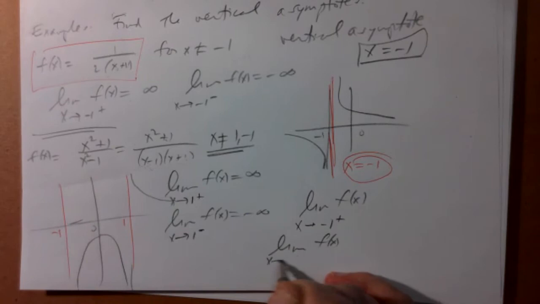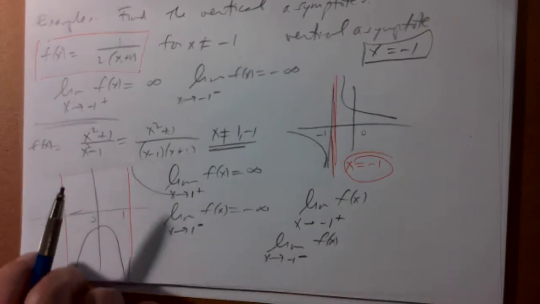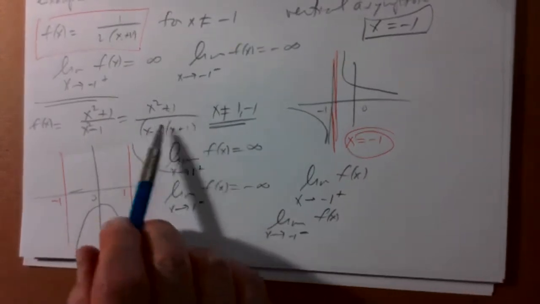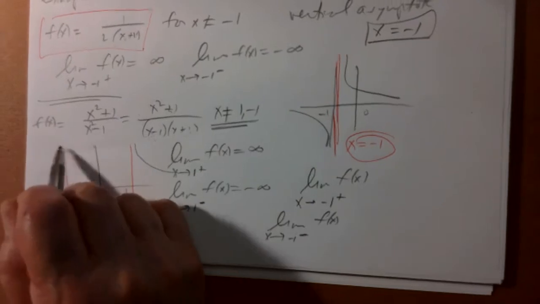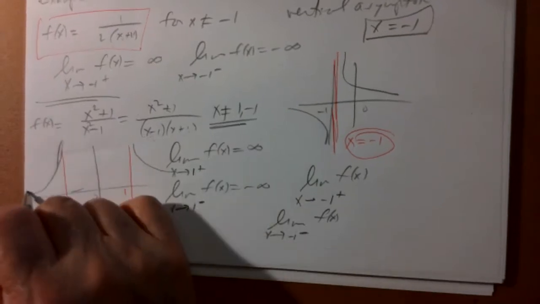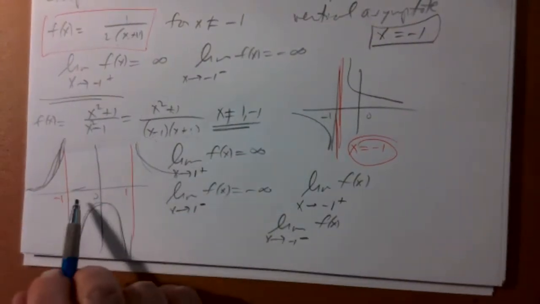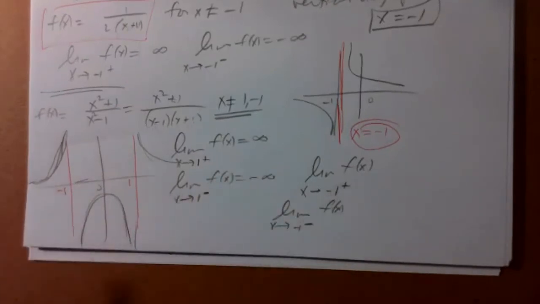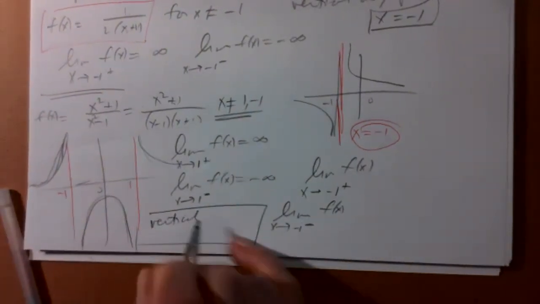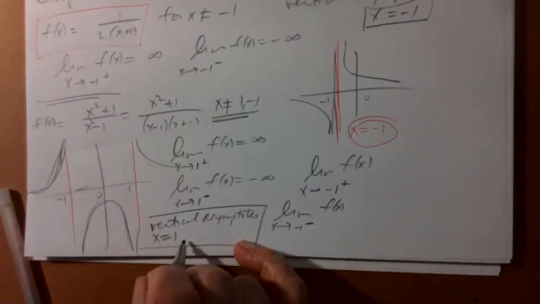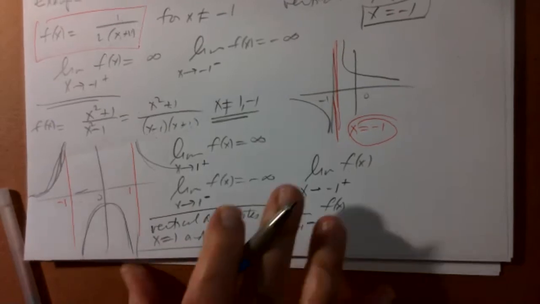And the limit of f of x as x approaches minus 1 from the left, like minus 2, negative, negative, which is positive, positive. Graph of the function looks like that. So this function goes up to infinity. It looks like this, like this. We have vertical asymptotes at plus or minus 1. So this function has two vertical asymptotes, x equal 1 and x equal minus 1.